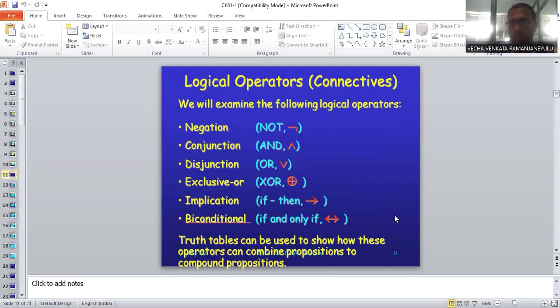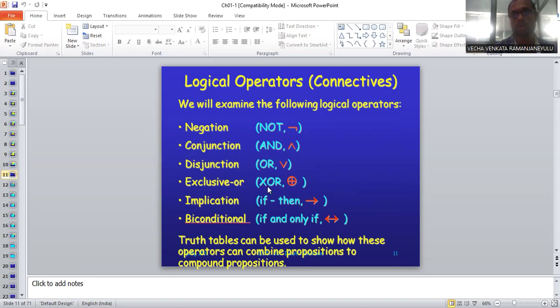Okay. NOT, negation symbol. Okay, both are negation. Next, conjunction. Conjunction uses the AND symbol. And one more is disjunction. Disjunction is OR, and the symbol is represented this way.